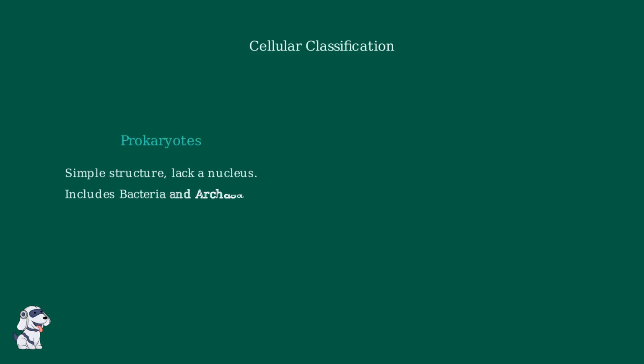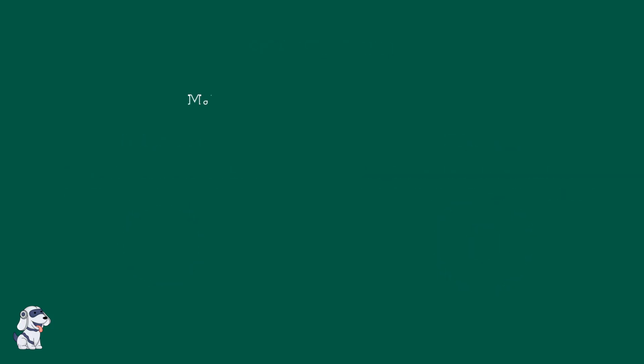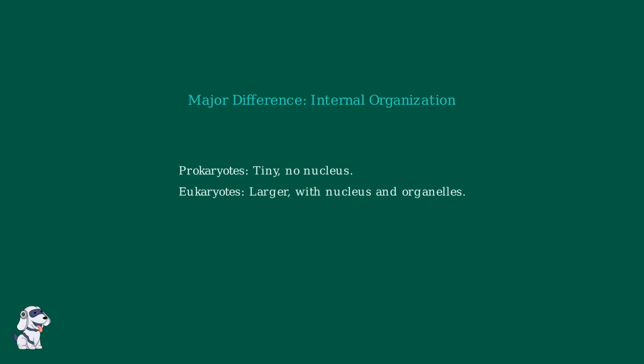All cellular life is divided into two fundamental types based on their internal structure: prokaryotes and eukaryotes. Prokaryotes, which include bacteria and archaea, are the simplest cellular forms. They lack a membrane-bound nucleus. Eukaryotes are significantly more complex. They possess a distinct membrane-bound nucleus that houses their genetic material. This group includes protists, fungi, plants, and animals. The primary distinction lies in internal organization. While prokaryotes maintain a streamlined, compact structure, eukaryotic cells utilize organelles to compartmentalize functions.